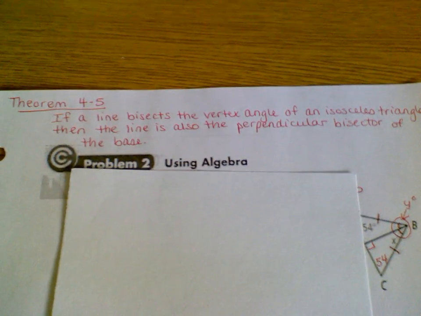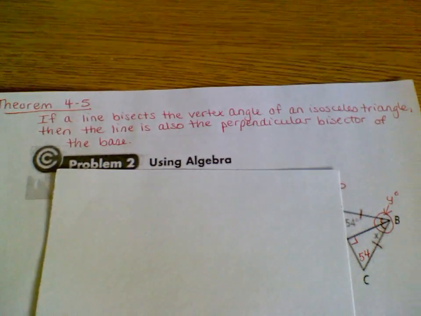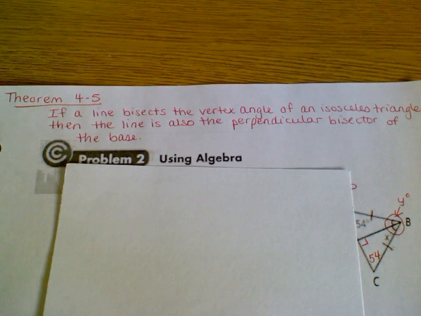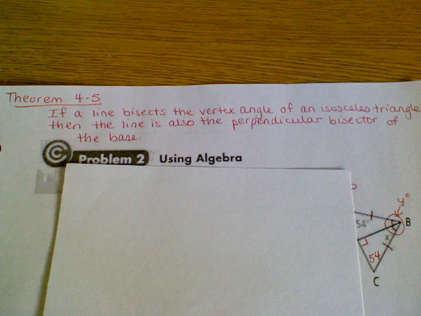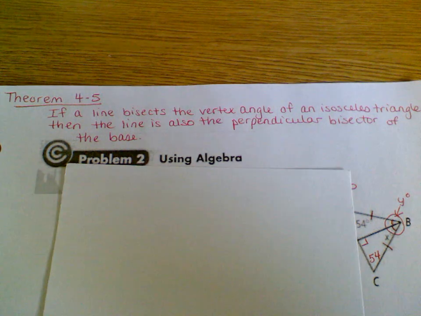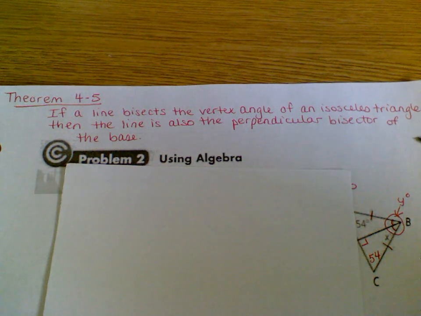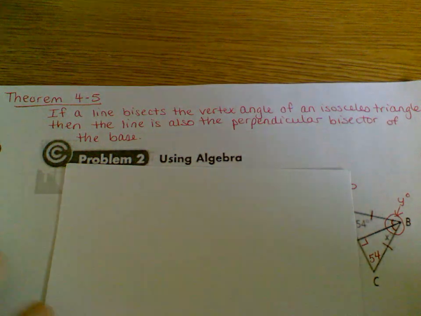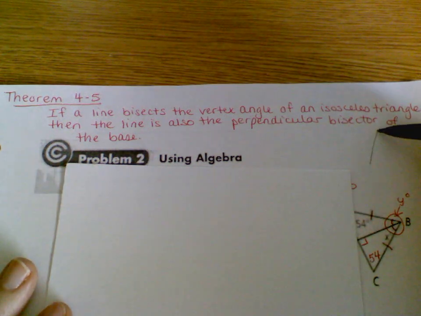Okay, next piece here. On yours, you should have a theorem 4.5. I had to write it in there so it looks a little bit different. But in theorem 4.5 it says if a line bisects the vertex angle of an isosceles triangle, then the line is also the perpendicular bisector of the base. So you want to make sure you know what that's saying.